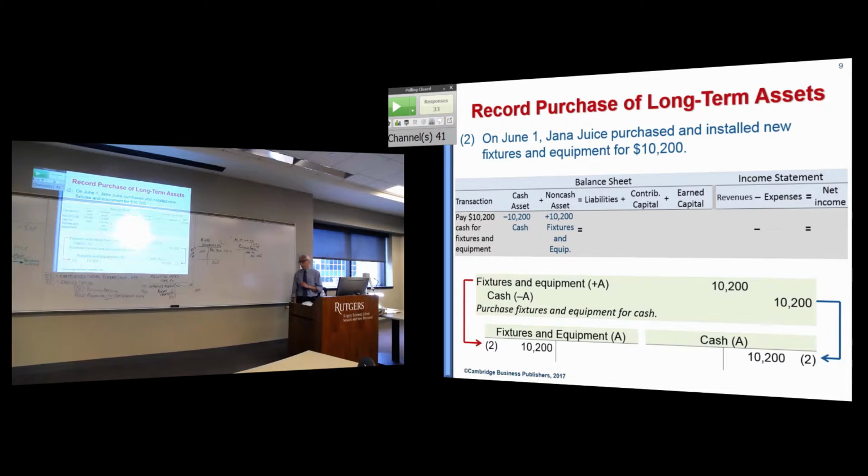Posting that to the ledger, pretty simple. Debit the asset, plant, or furniture and equipment, and credit the asset cash. Questions? Again, stop me if we're just reviewing for June. A lot of these questions will come back to us.